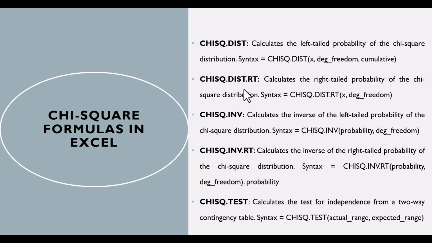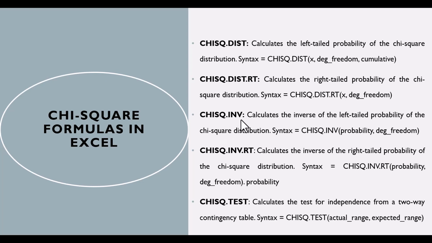Now, the second chi-square formula here is almost the same, but you have an RT at the end. This indicates the right tail. Whilst the first one indicates the left tail, the one with the RT simply tells you it is a right tail distribution. However, the difference is that this one doesn't have the cumulative option. It is just the values x, observed values, and your degree of freedom.